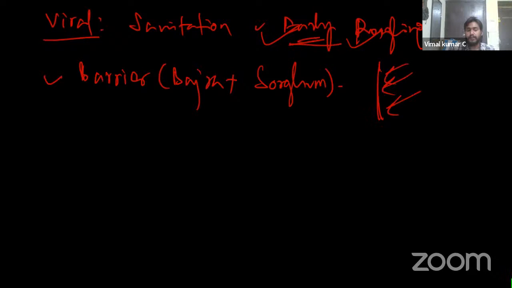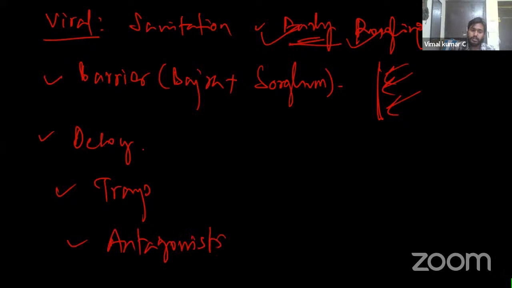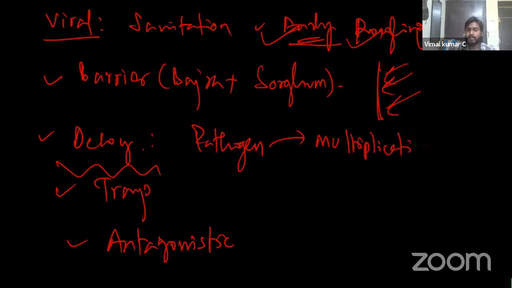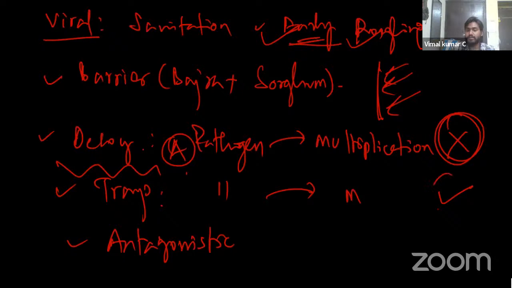Then you can go for either decoy cropping or trap crop, right? Or antagonistic crop. Okay, so a decoy crop is nothing but it will attract the pathogen. The pathogen will be attracted, or you can call it an insect or even bacteria, whatever, it will be attracted, but the multiplication of the pathogen will be hindered. Okay, so multiplication won't be there. But a trap crop is not like that. The pathogen will be attracted, the same way, but the multiplication will be there. So this is the difference between decoy and trap crop.